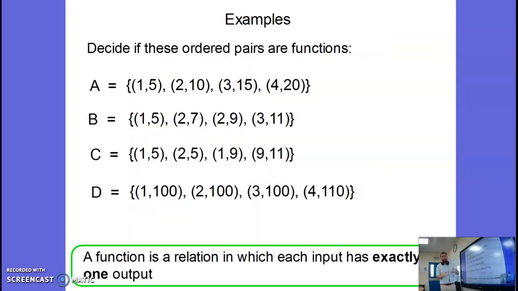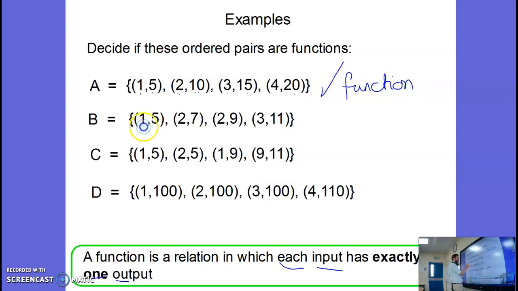Let's look at some examples. This hopefully will help us to get our heads around this. So, let's have a look at A. Is this set of ordered pairs a function? Well, 1 goes to 5, 2 goes to 10, 3 goes to 15, and 4 goes to 20. Each input has one output. 1 has 5, 2 has 10. Yes, that is a function. Because each input had one output.